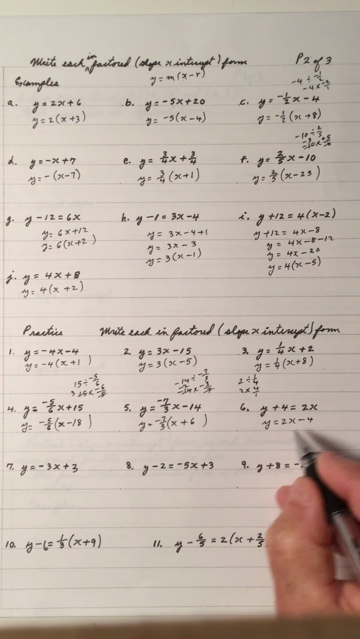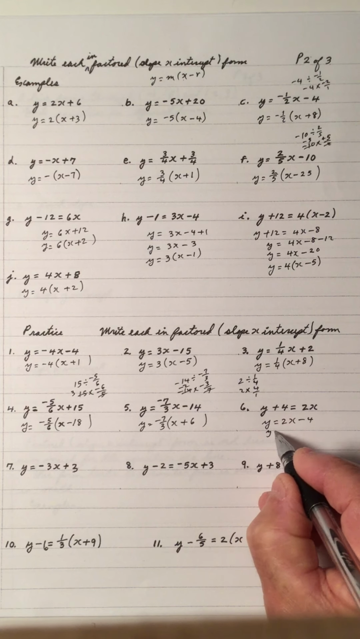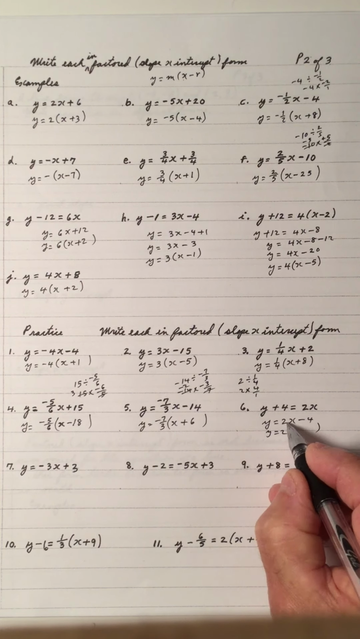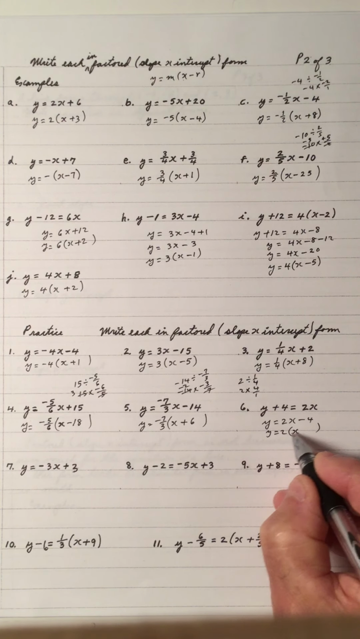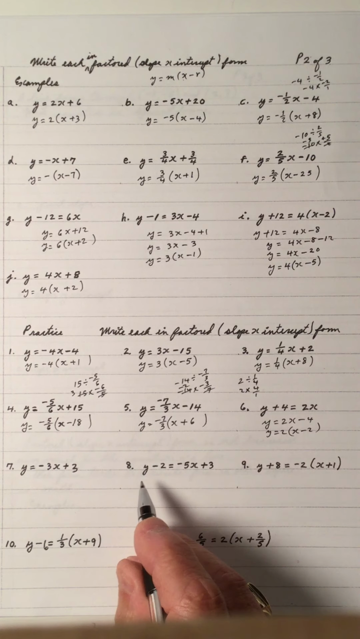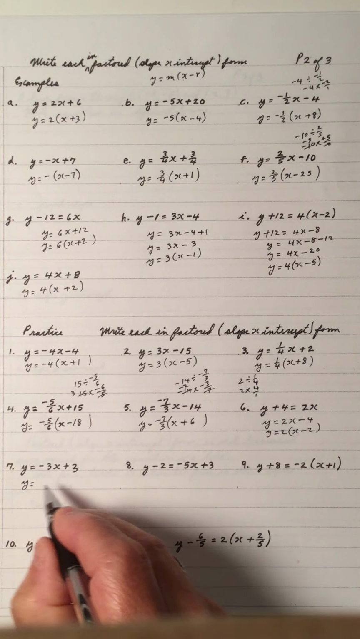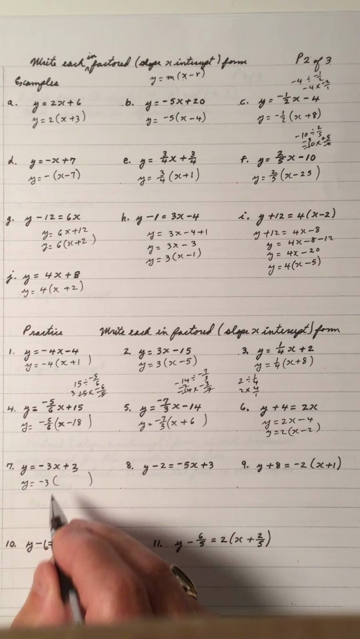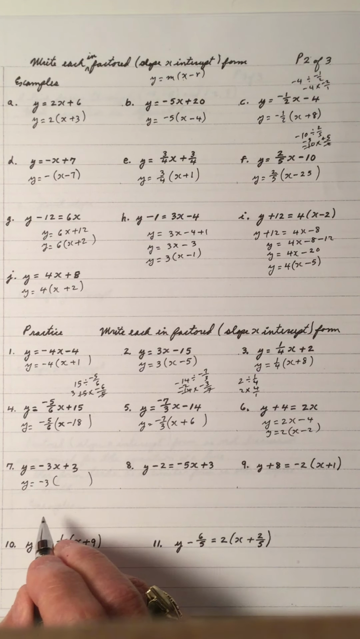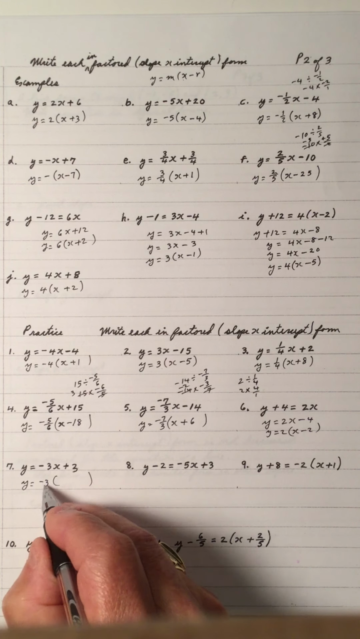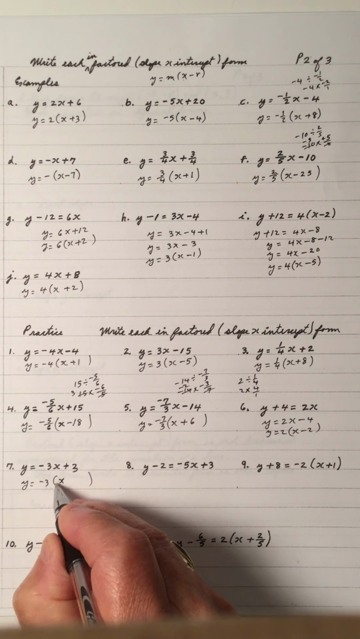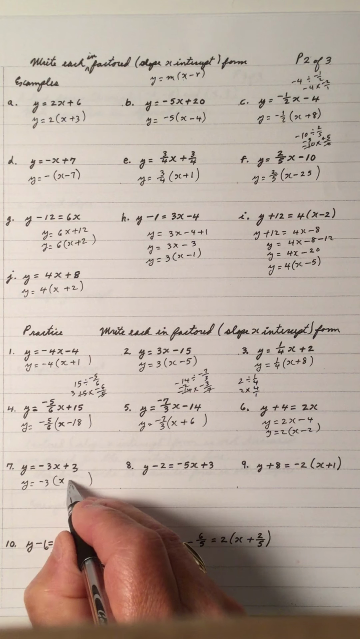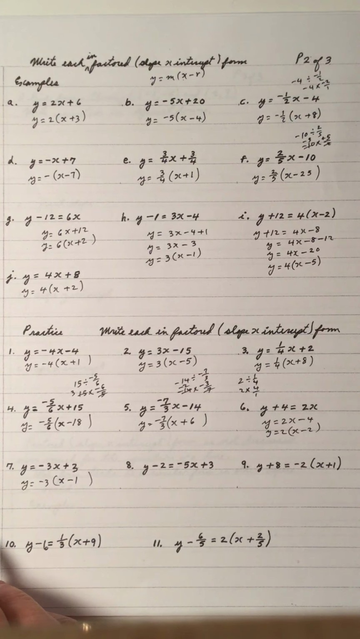When you move the 4 over, it becomes a minus. And we factor out the 2. 2x divided by 2 is x. -4 divided by 2 is -2. And we take out the -3. Reason? Because we have to have a 1 numerical coefficient in front of the x. So -3 divided by -3 is 1x, understood. 3 divided by -3 is -1.